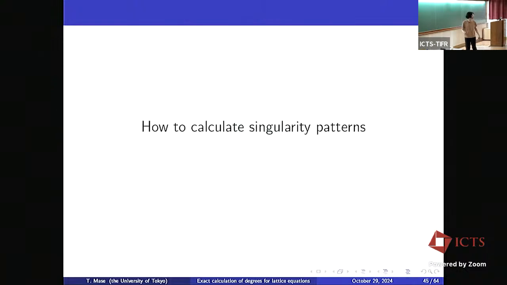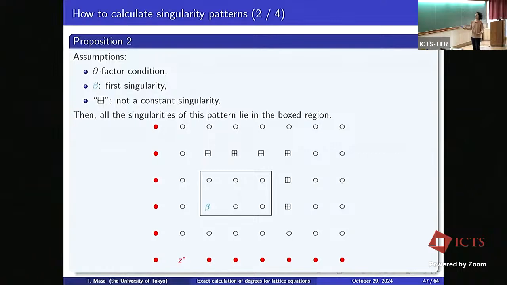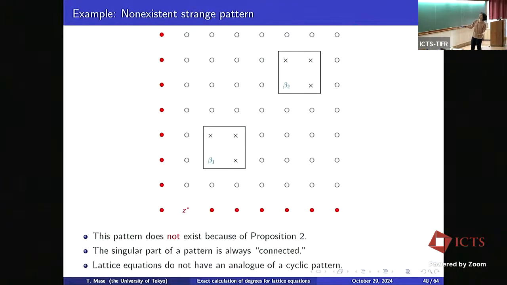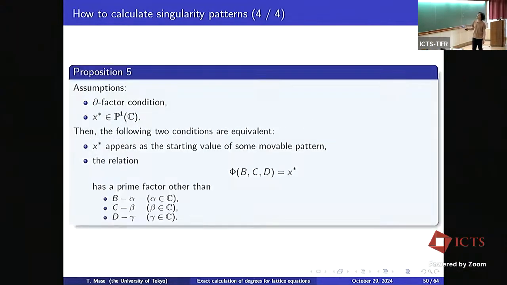Okay, but I only have 7 minutes, so I just skip this. There are a lot of propositions to detect singularity patterns. Oh, by the way, this pattern does not exist. This is a cyclic-pattern-like pattern, but such a thing doesn't exist in the case of lattice equations. And this is about the solitary value, and this is about the existence of the special value. I mean, this P1 value that doesn't appear as the first singularity of a movable pattern.